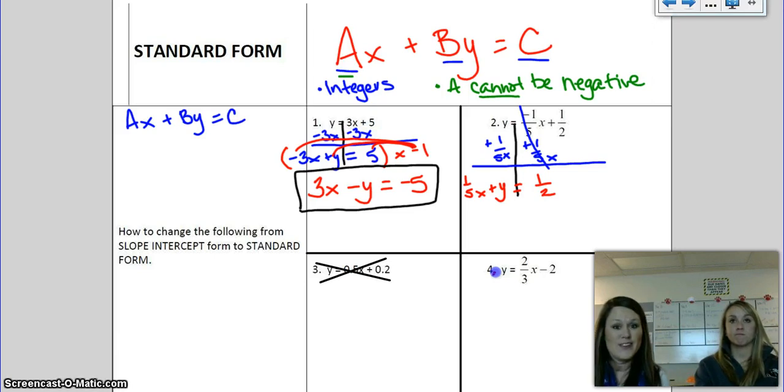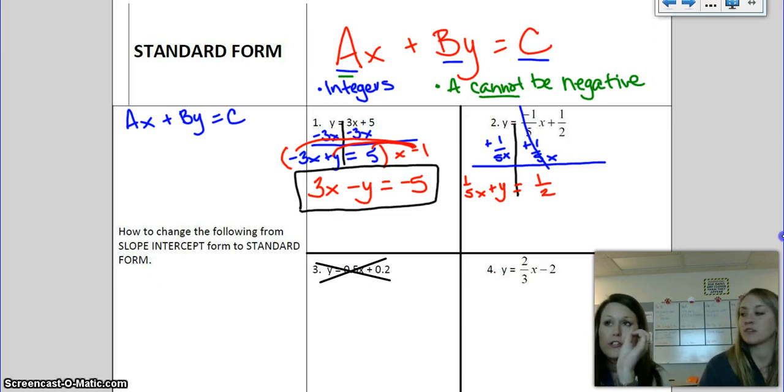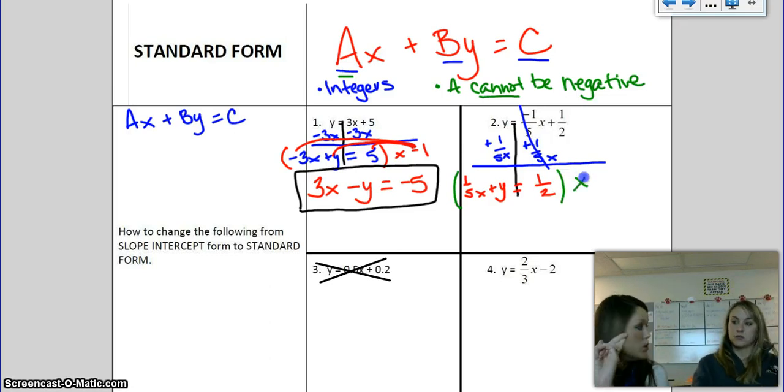So here's how you fix it. If you have 2 fractions, you look at your denominators, and if they're the same denominator, multiply by the denominator. Well, they're not the same denominator. One's a 5, one's a 2. So instead, I'm going to multiply by a multiple of those. I know that 5 and 2 both go into 10. So I'm going to multiply this whole thing by 10.